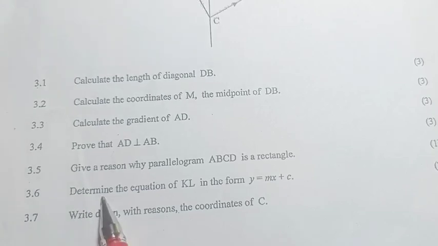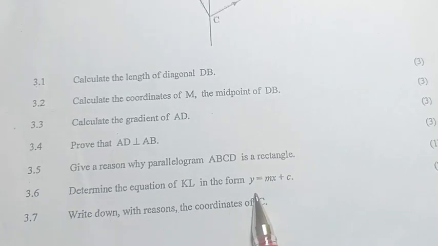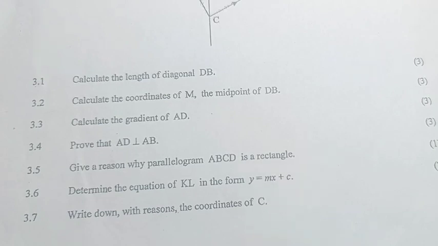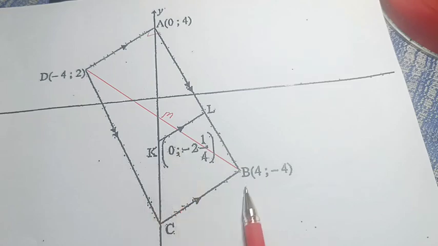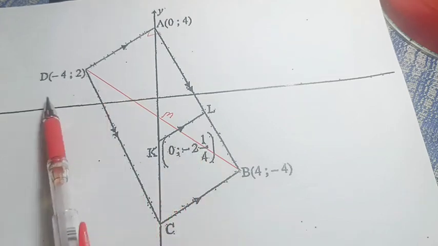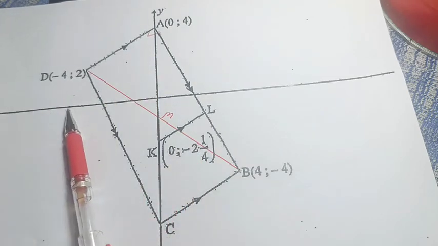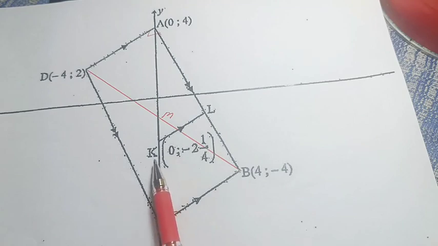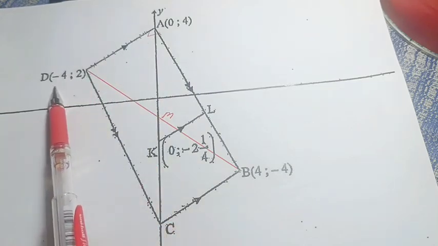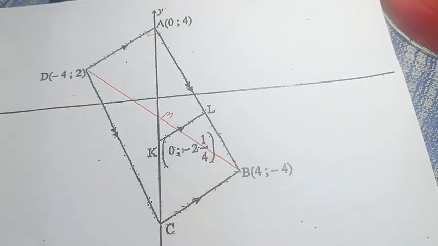Question 3.6 says determine the equation of KL in the form y = mx + c. So we need to find the equation of KL. KL is parallel to BC, and BC is parallel to AD, which means KL is also parallel to AD. So I can use the gradient of AD to find the equation of KL, because if both lines are parallel, the gradients are equal.